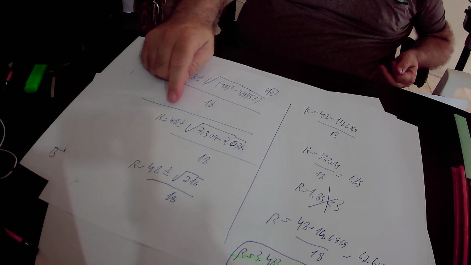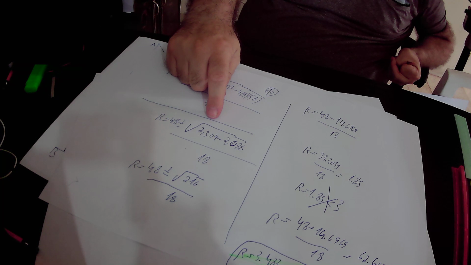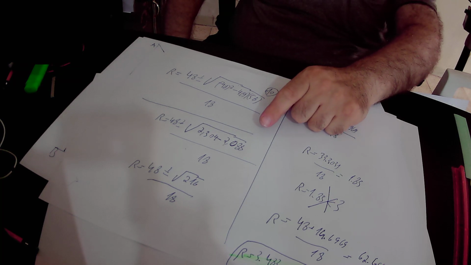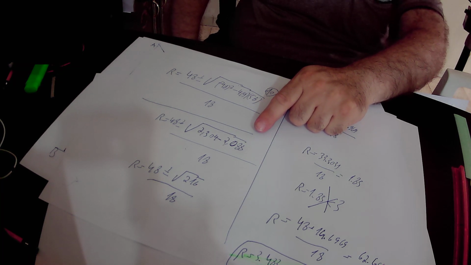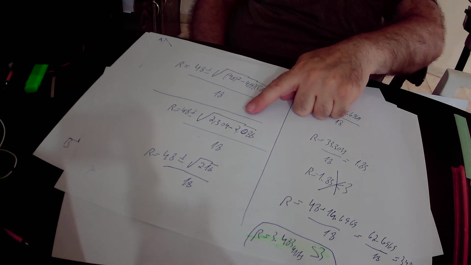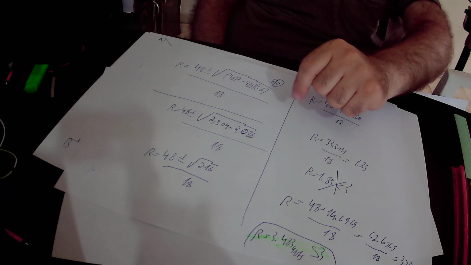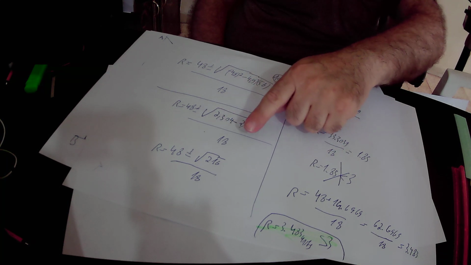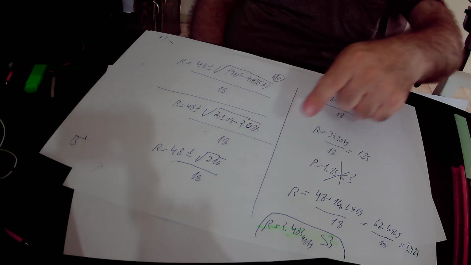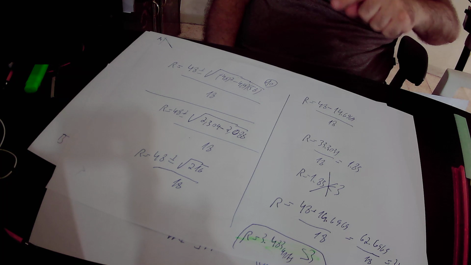So here we get that R equals 48 plus or minus the root of 48 squared, which is 2304, minus 4 times 9, which is 36, and 36 times 58 is 2088. 2304 minus 2088 is 216, over 2A, A is 9, so 2A is 18. So here we got that R equals 48 plus or minus the root of 216 over 18. The square root of 216 is 14.6969, over 18. So here we have two possible solutions for R.